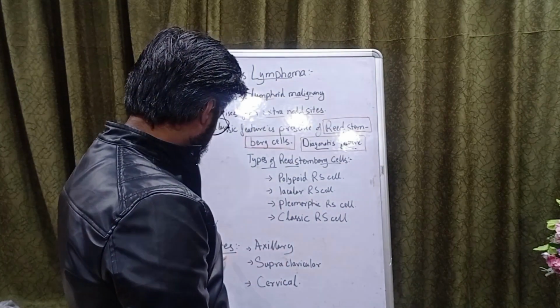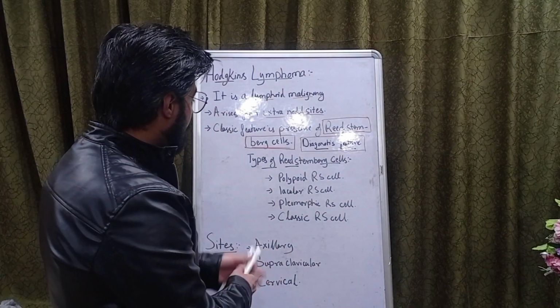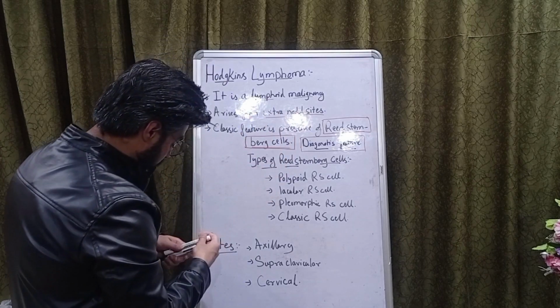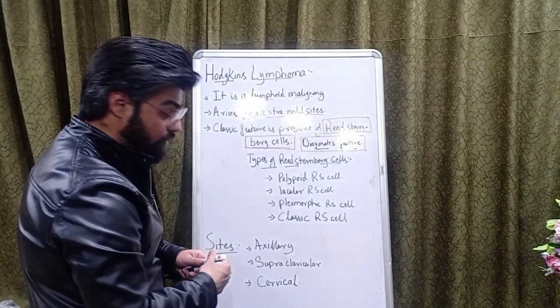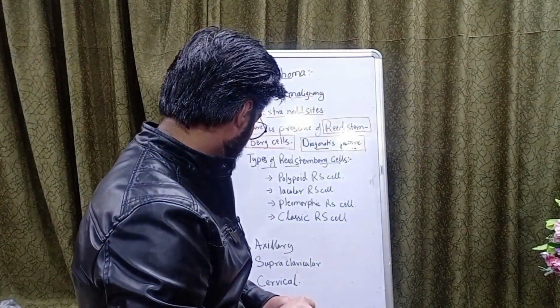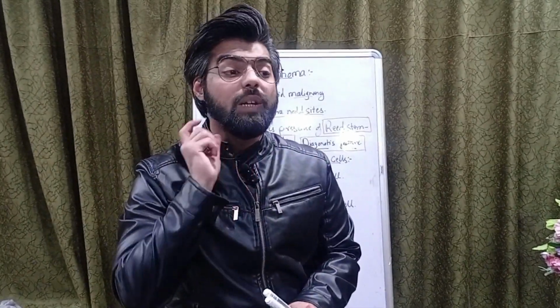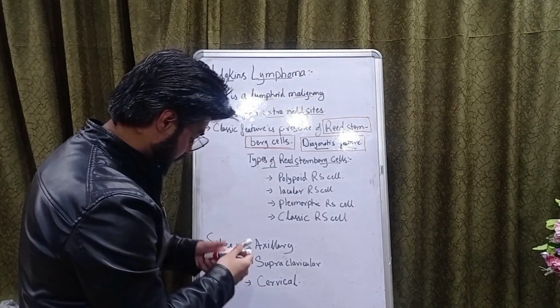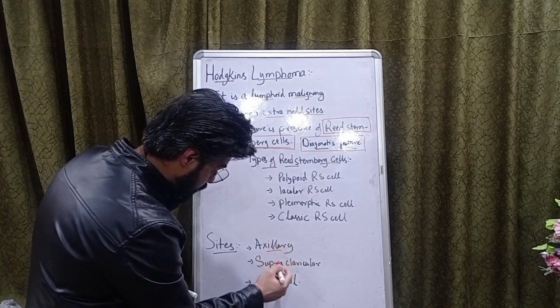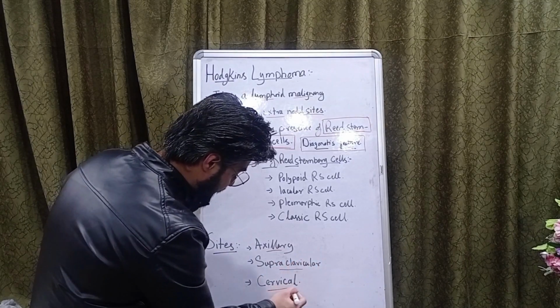Next, let's come to the sites. These are the sites where we can find lymphadenopathy, and from the lymphadenopathy we can take a sample by FNAC, which is fine needle aspiration cytology. You will find inflammation or lymphadenopathy in these sites. What are those? First are the axillary lymph nodes, the supraclavicular lymph nodes, and the cervical lymph nodes.